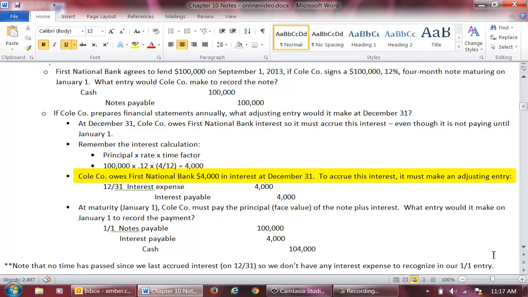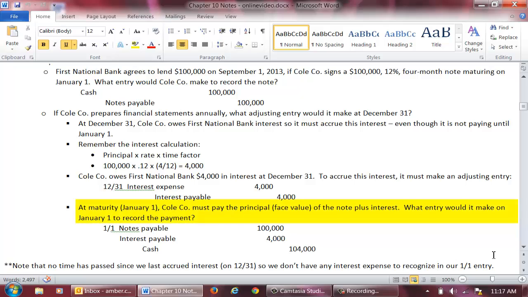To accrue the interest, it must make an adjusting entry on December 31st that involves a debit to interest expense to recognize the expense incurred and a credit to interest payable to recognize the fact that Coal Company owes $4,000 in interest. When the note matures on January 1st, Coal Company must pay First National Bank. The total cash paid is total principal and total interest. Total principal is $100,000 and total interest will be $4,000, calculated using our formula of principal times rate times time, or $100,000 times 12% times 4/12.